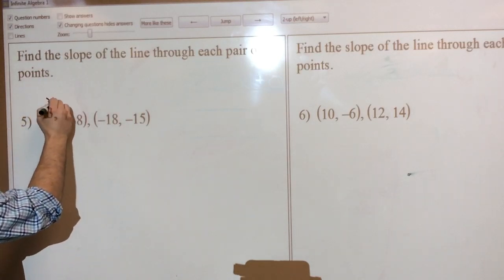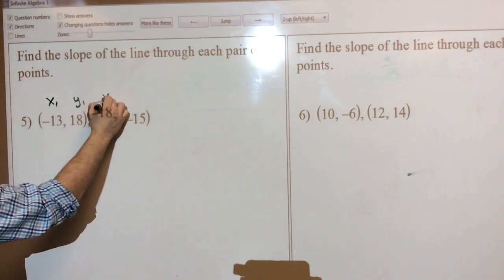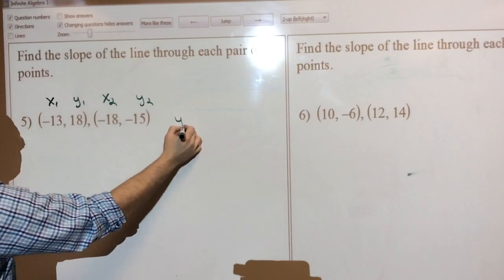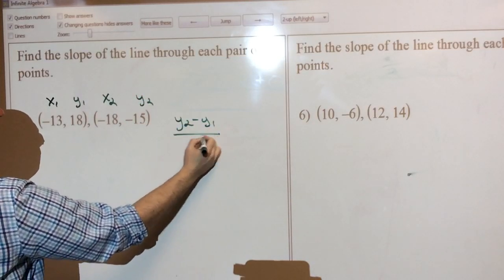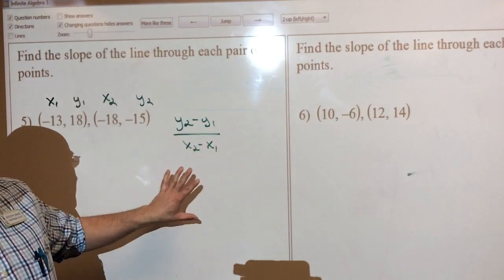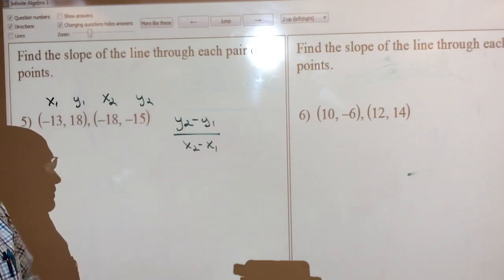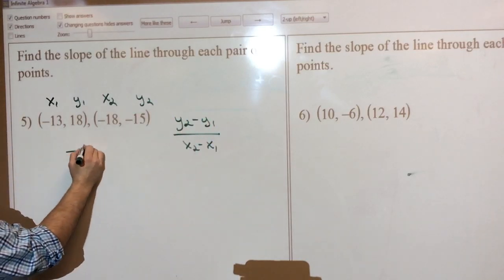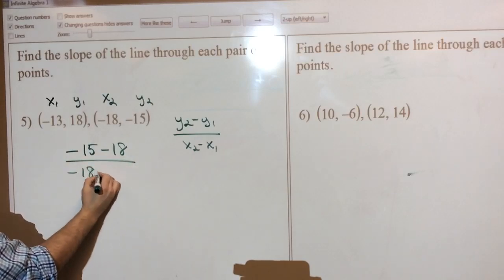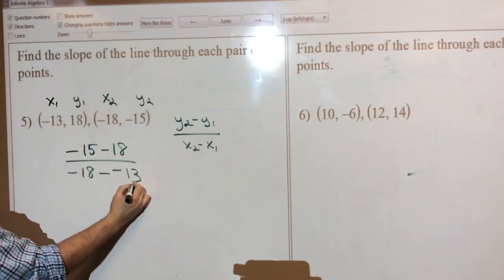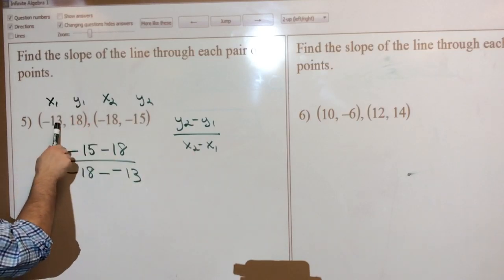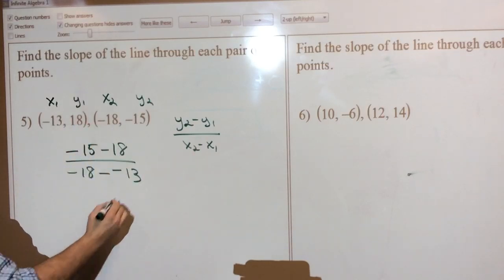Label your points: x1, y1, x2, y2. Now I'm going to plug it into the formula. The formula is y2 minus y1 over x2 minus x1. If you forgot any of that, go ahead and pause me now, because now you can do both of these problems. So negative 15 minus 18 over negative 18 minus negative 13. Remember, the minus signs are built in, so you always have to write them.